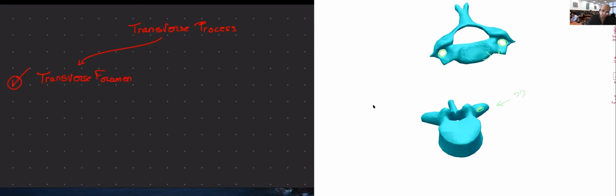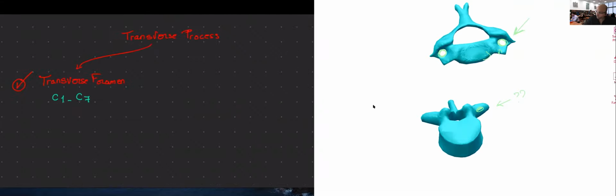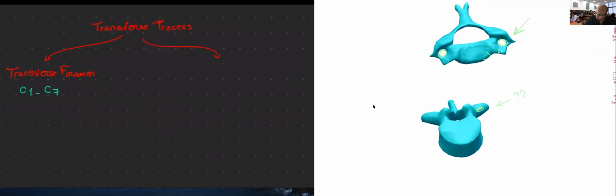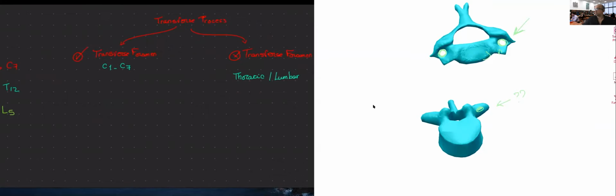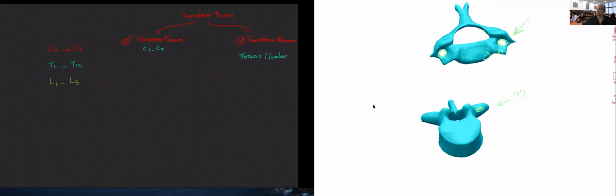If you have a transverse foramen, like in here, it's any cervical vertebra from C1 to C7. Any one of the cervical vertebrae is going to have the transverse foramen, a hole in the transverse process. But if I don't have a transverse foramen, this means I'm looking at any thoracic or lumbar vertebra. So again, the first thing we need to check is the transverse process. I want you to check whether or not you have a transverse foramen.